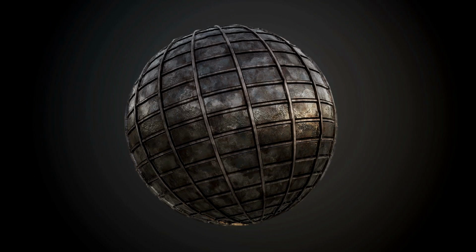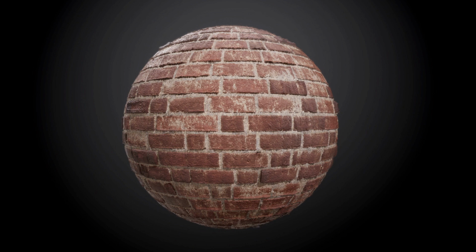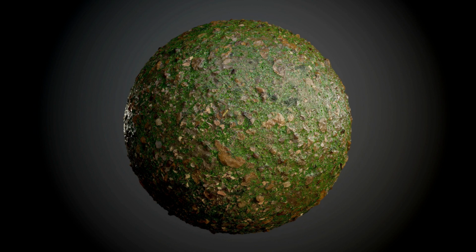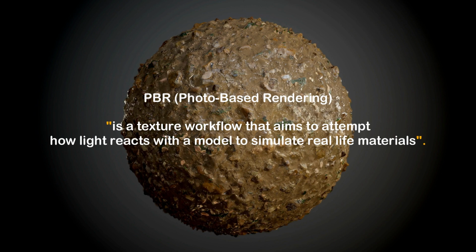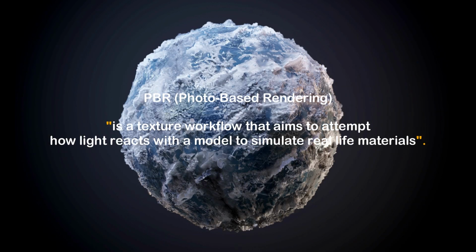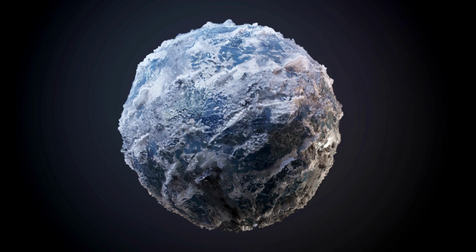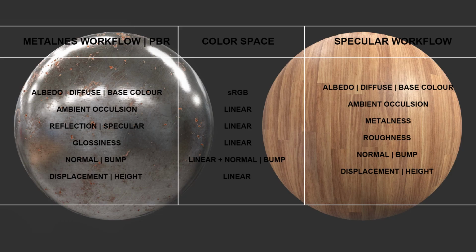So today we'll talk about PBR materials and how to apply PBR material inside V-Ray for SketchUp. PBR, or physically based rendering, is a texture workflow that attempts to simulate how light reacts with a model, to simulate real-life materials. Now in terms of applying material, there are two different workflows: one being the specular or standard V-Ray workflow, and the other being the PBR or metalness workflow.